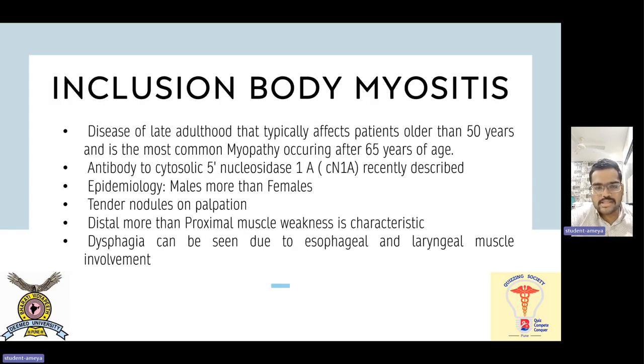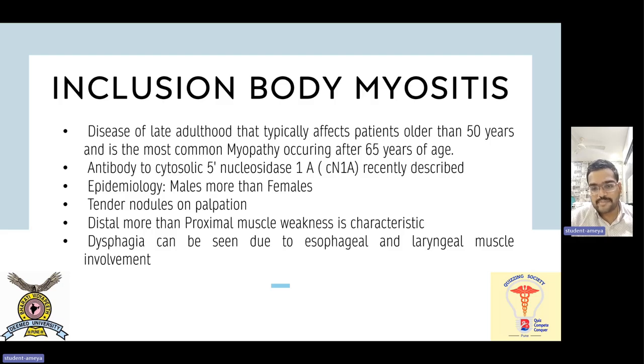Going to the last disorder, that is inclusion body myositis. Inclusion body myositis is a disease of late adulthood. It typically affects patients who are more than 50 years of age, and there is antibody to CN1A, that is cytosolic 5' nucleotidase 1A. Again, more in females, tender nodules on palpation.